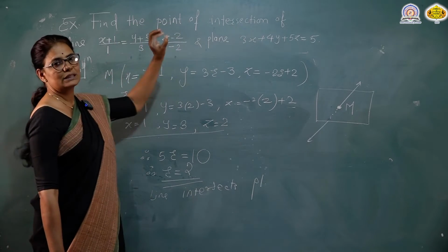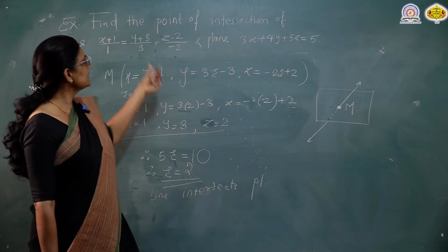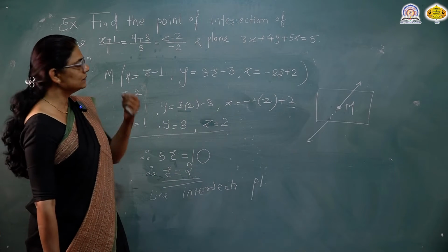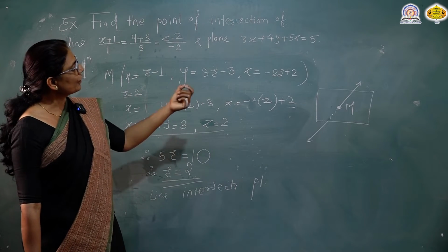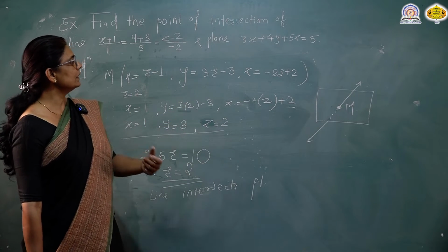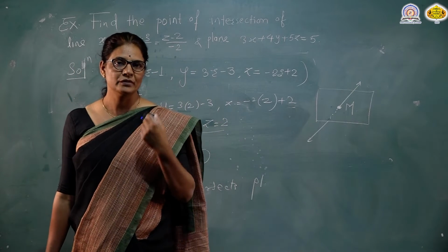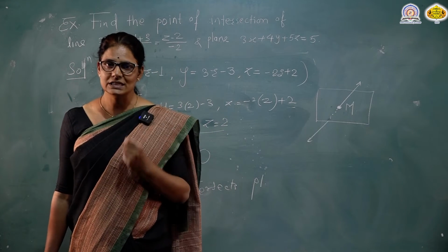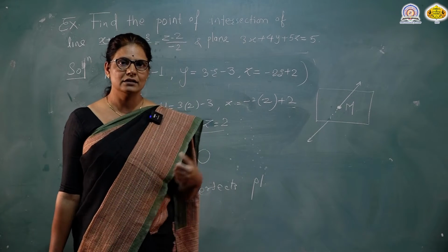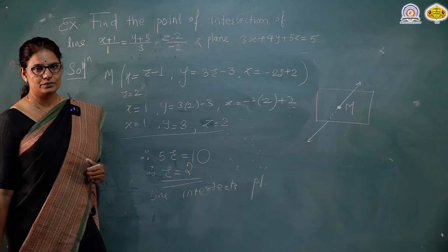So in general, remember the steps. Suppose we want to check whether a line intersects the plane or not. The first step is to find the arbitrary point of the line. For some value of r, we will get the point of intersection. Put those values of x, y, z, that is the coordinates of the point, in the equation of the plane. Solve that equation for r. If we get a unique value of r, which is real, then we say that the line intersects the plane. And putting that value of r in the coordinates of M, we will get the point of intersection.